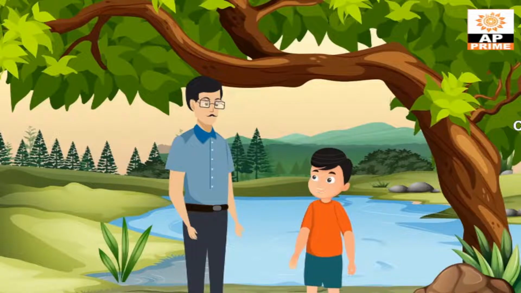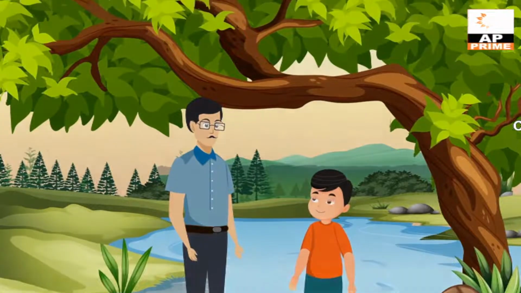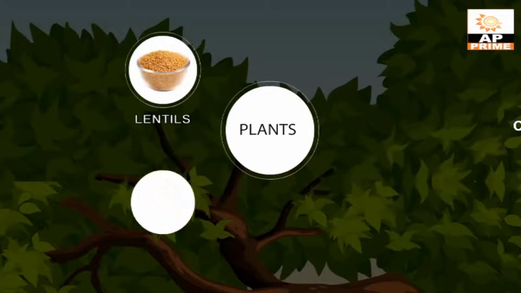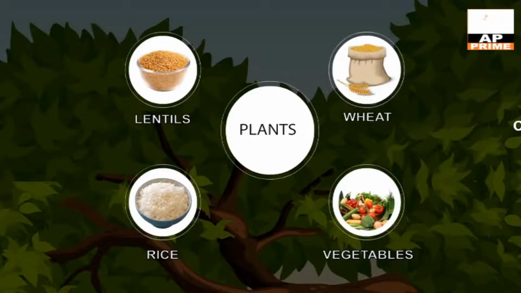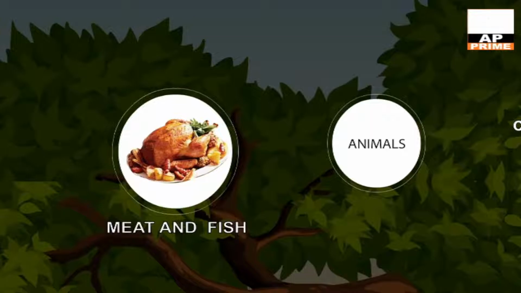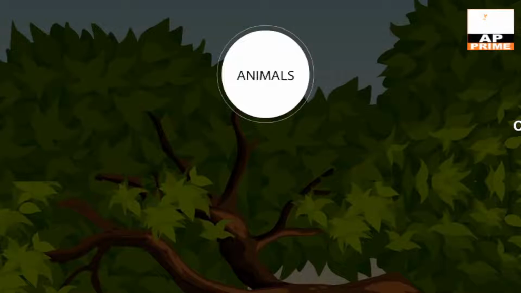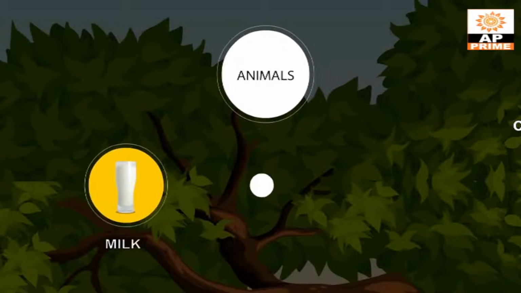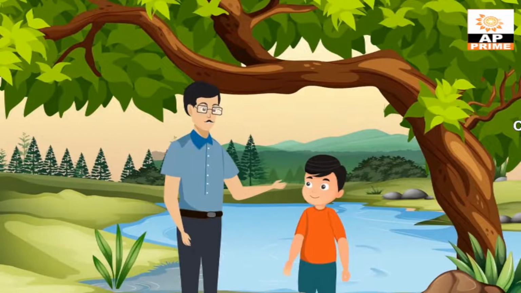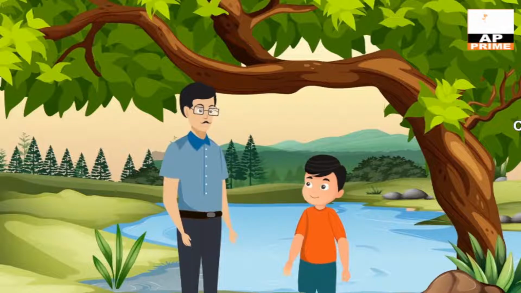This means that we get food from two sources, plants and animals. Lentils, rice, vegetables and wheat, we get all of these from plant source. Meat and fish, we get these from animal source. Right, Raju. We get a few other things from animal source like milk, curd, butter, etc., which are also an integral part of our diet. Come on, let's buy some vegetables now.